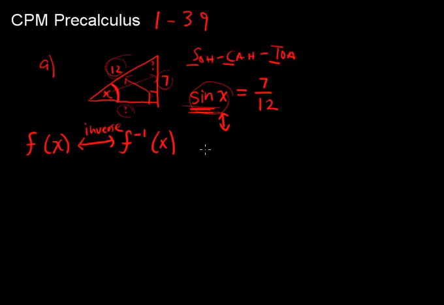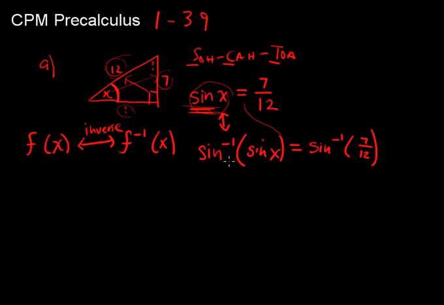Well, let's see if we could do the inverse of the left. And so if we do anything to one side of the equation, we have to do it to both sides of the equation, right? So sine inverse of 7 over 12. Okay? So inverse and sine cancel out. So we're just left with x on the left is equal to the inverse sine of 7 over 12.